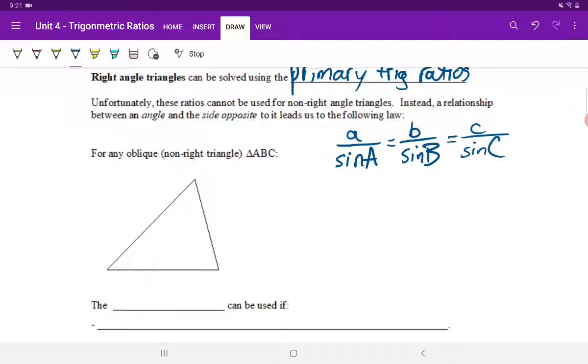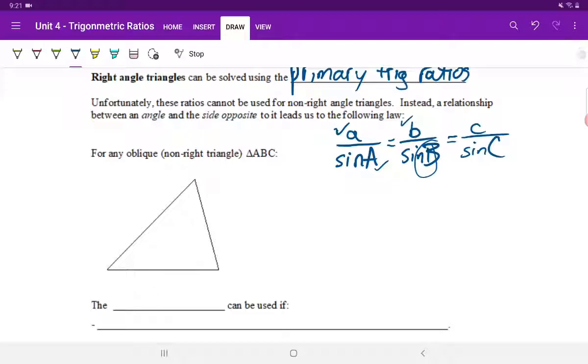Okay, so based on what's given in your triangle, you're going to just use two of these ratios, and you should have three of the values. For example, perhaps a question gives you the side length of A, the side length of B, angle A, and you have to find angle B. We would simply cross multiply to solve for angle B.